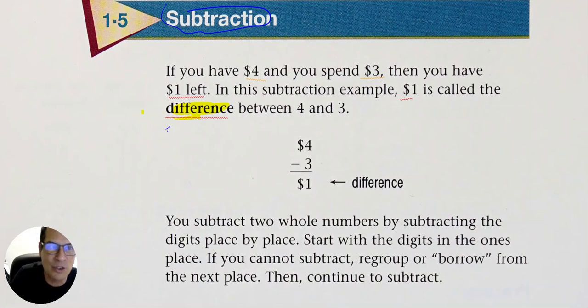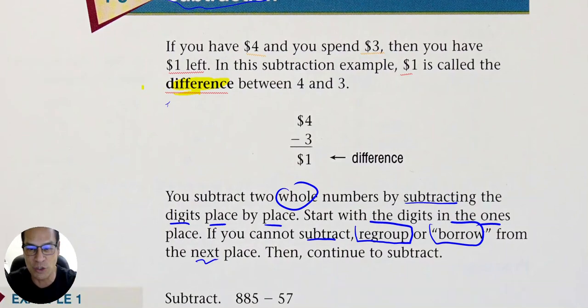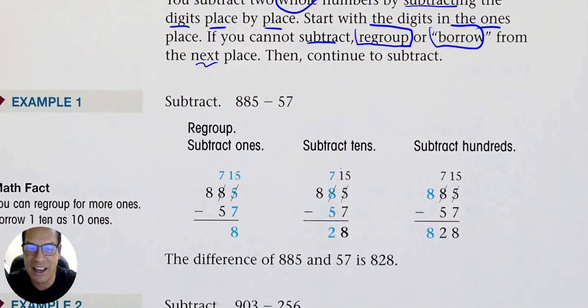So the way that you do this is you subtract two whole numbers by subtracting the digits place by place. So you're going to first start in the ones place. If you cannot subtract, we're going to do what's called regroup. Another word for regroup is borrow from the next place. Then continue to subtract.